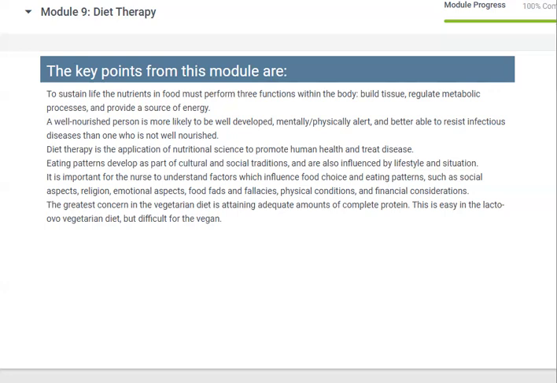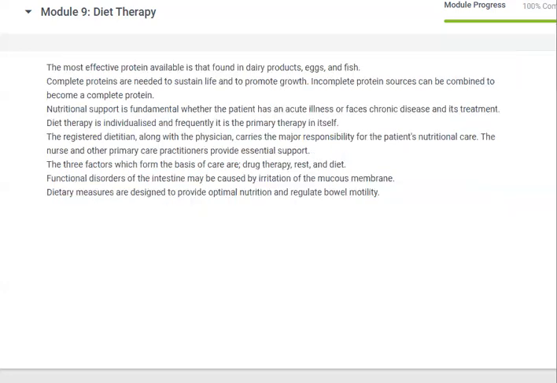The greatest concern in the vegetarian diet is attaining adequate amounts of complete protein. This is easy in the lacto-vegetarian diet, but difficult for the vegan. The most effective protein available is that found in dairy products, eggs, and fish. Complete proteins are needed to sustain life and to promote growth. Incomplete protein sources can be combined to become a complete protein.